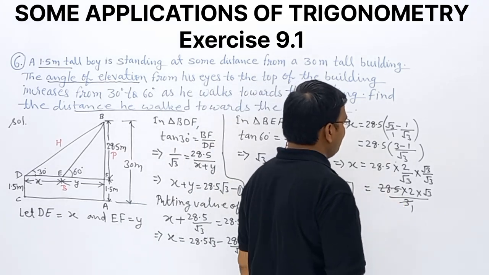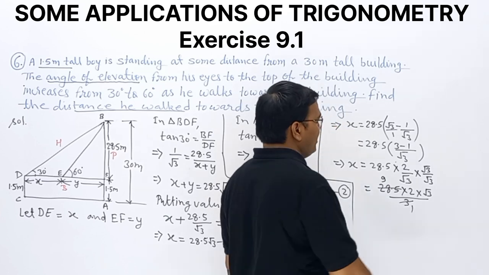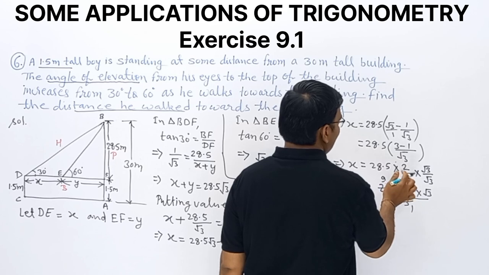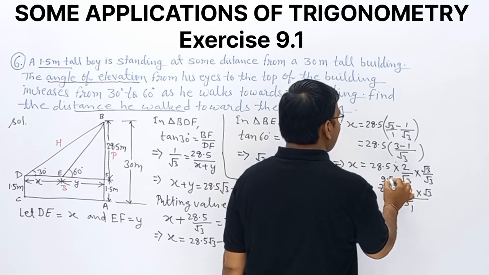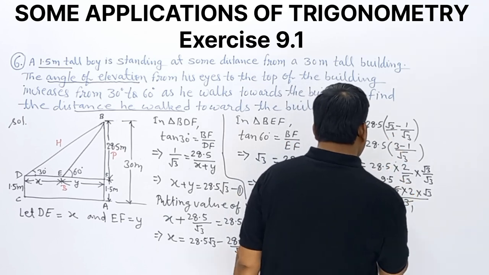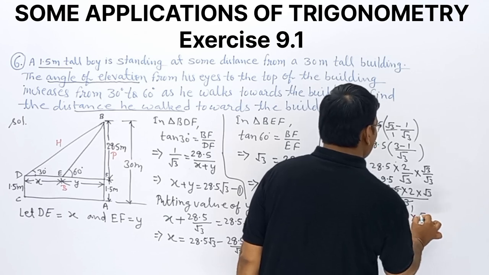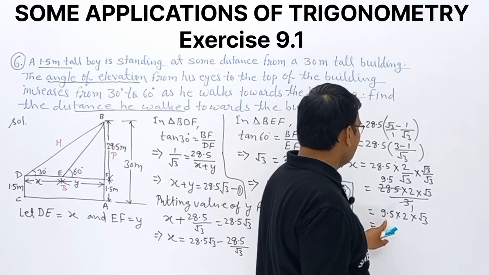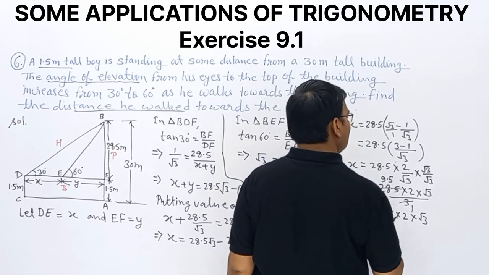So one time it is going, then 9 threes are 27, 1 is remaining, a point will be there, then 1 will be there, 15. How many times is it going? 5 threes are 15, so 9.5. So what can we say? 9.5 into 2 into square root of 3. So what will be its multiplication? 9.5 multiplied by 3.